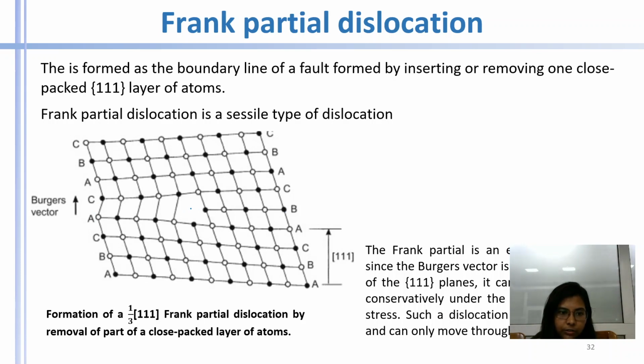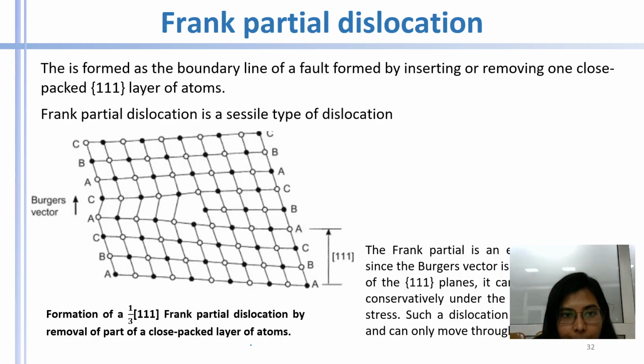Now how is this formed? This is formation of a 1/3 111 Frank partial dislocation. Along the 111 plane, 1/3 of the atoms have moved, by removal of a part of a close packed layer of atoms. This Frank partial is an edge dislocation here, and the Burgers vector is not contained in one of the 111 planes. It cannot glide and move conservatively under the action of an applied stress. Such a dislocation is said to be sessile, and it is to be remembered that it can only move through climb. Okay, however it is sessile.